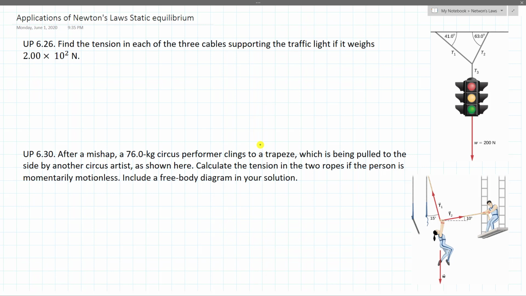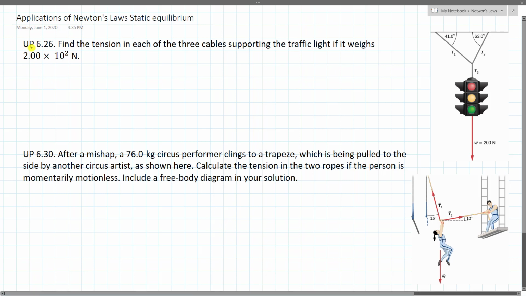Okay, so the first problem comes from University Physics, published by OpenStax, Chapter 6, problem number 26. Find the tension in each of the three cables supporting the traffic light if it weighs 2 times 10 to the second, so 200 newtons of weight. We'll talk about that. Let's take a look at the diagram.